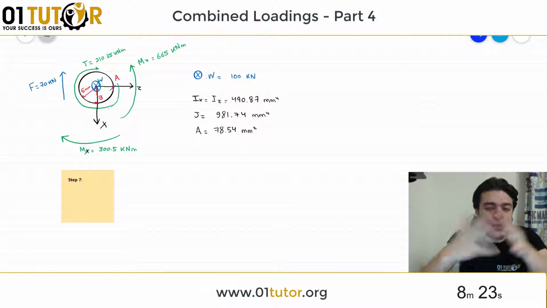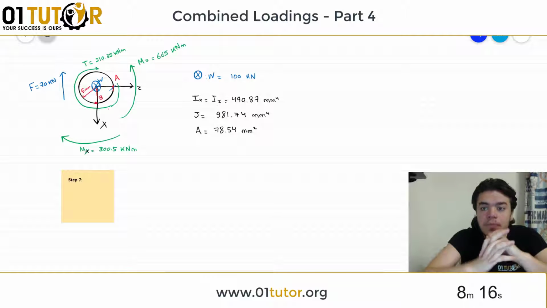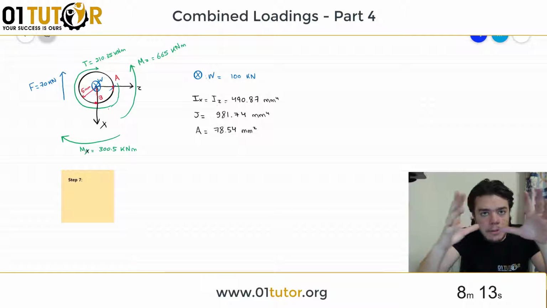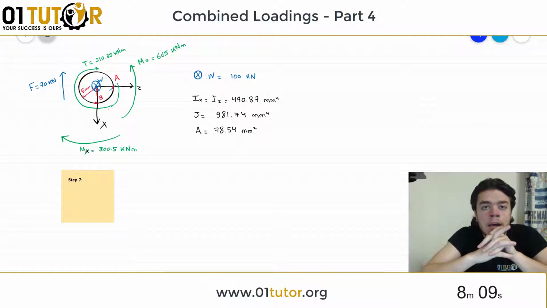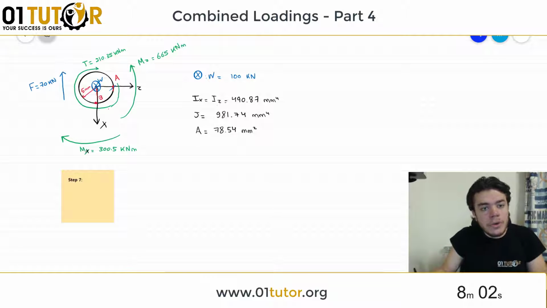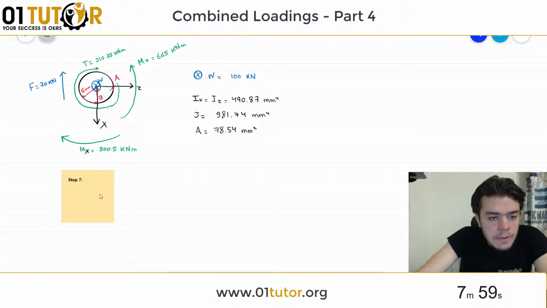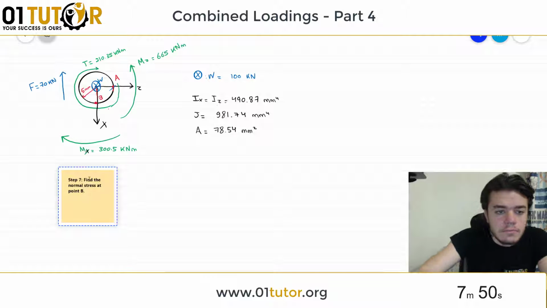Usually you're going to end up with much smaller numbers than we got in the last video. Anyway, I don't really care about the numbers. I care about the process, the steps that you have to follow for finding the normal and the shear stresses at any point in the cross section. Alright, so now let's continue with step 7, which is to find the normal stress at point B.